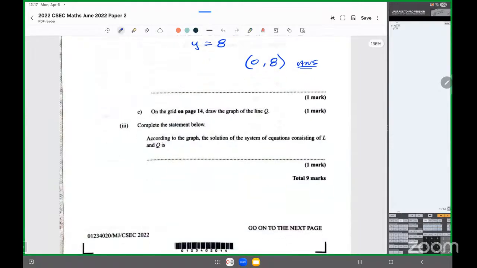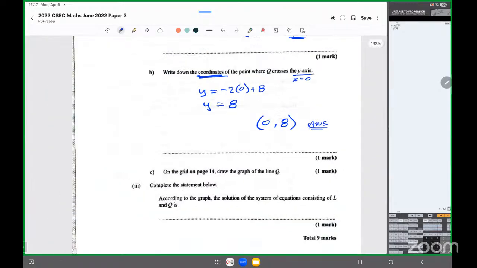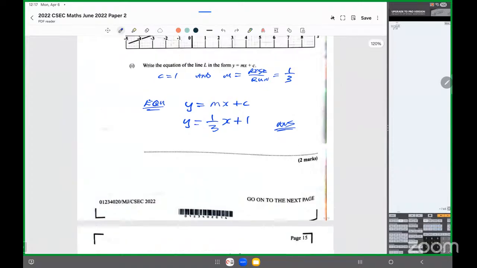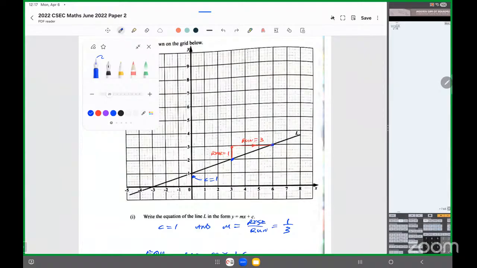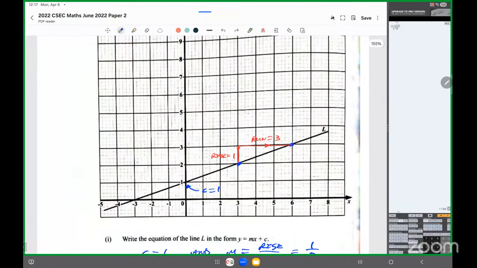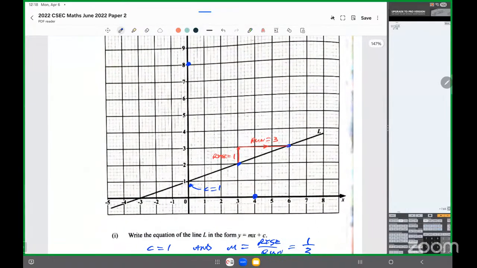All right, then they want us to draw the line Q on the graph. So we draw a line between these 2 points, (4, 0) and (0, 8). (4, 0) is right here. Let me draw it in purple. I'll leave it in blue. (4, 0) is right here, guys. (0, 8) is right here. Now the line connecting those 2 points. So let's do it like this.